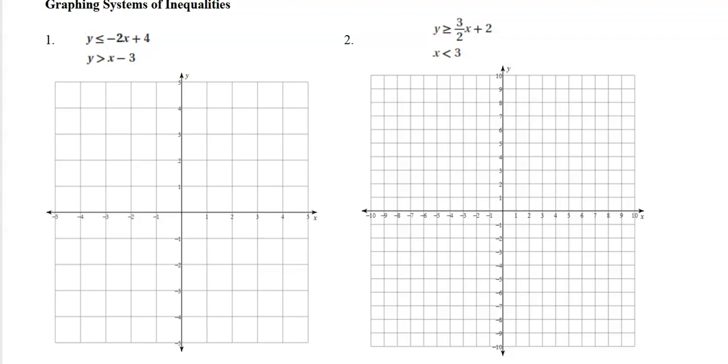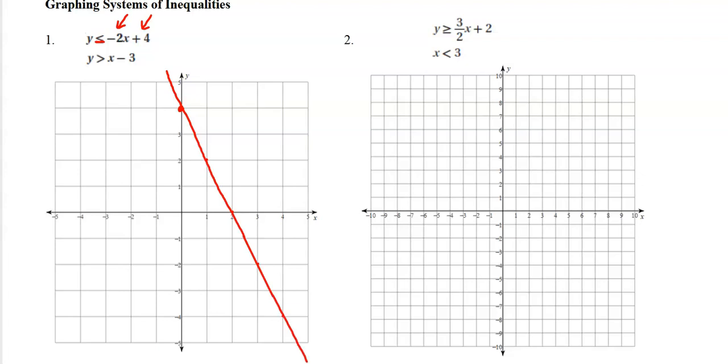So it's just a combination of what we did last chapter. I'm just doing it twice. I look at this first one and I have a line with a slope of -2 and my y-intercept is 4, so my b is where I begin. Slope of -2 goes down 2 over 1, 2 over 1, 2 over 1, boom. And since it has the equal to bar on it, it's going to be a solid line.